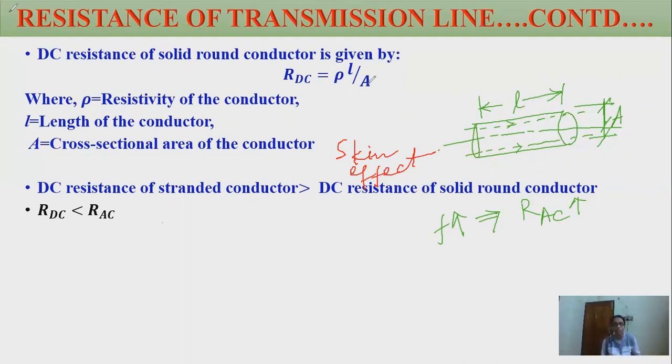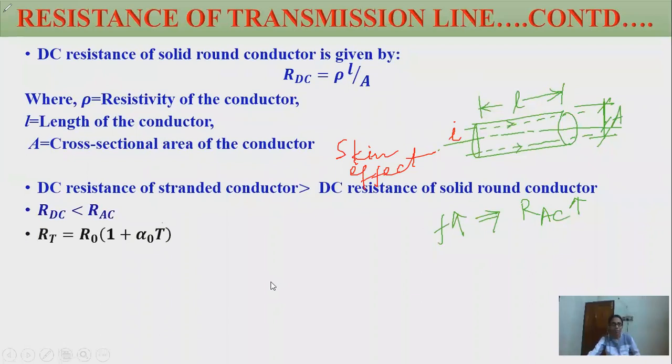Effective cross-sectional area means the area through which the current is flowing through the conductor. Effective cross-sectional area is decreasing with the increase in frequency, and thereby RAC will be increased. And obvious from this expression, RDC is less than RAC, or RAC is greater than RDC.